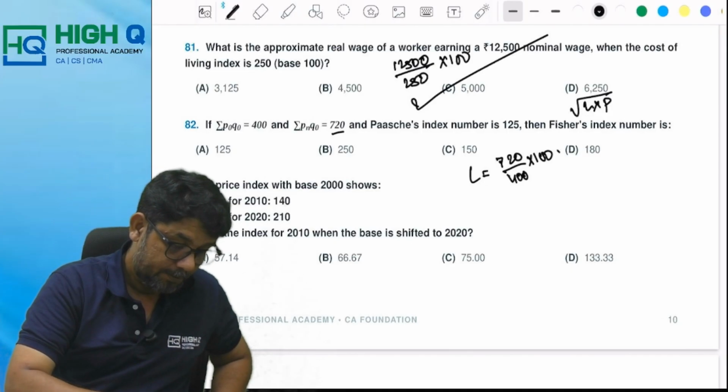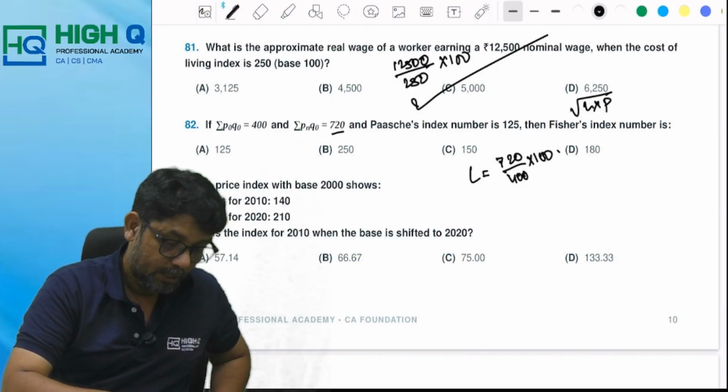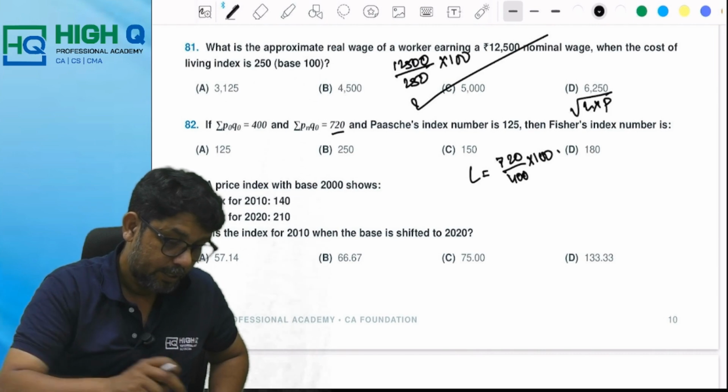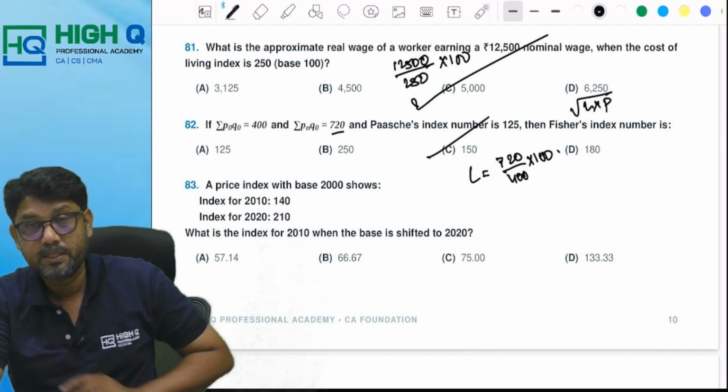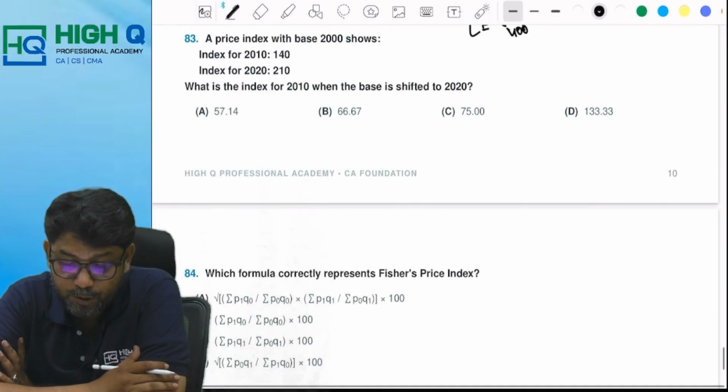Okay, into 100 is what last price, my dear? 720 divided by 400 into 100. Okay, we get 180 into 125 and its square root. 150 is the Fisher's index number.